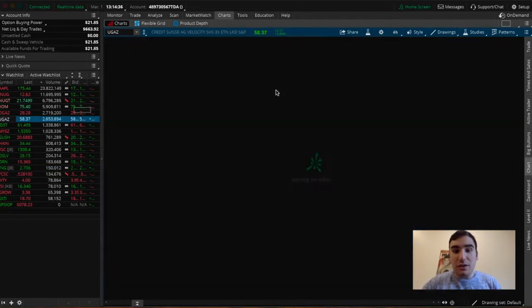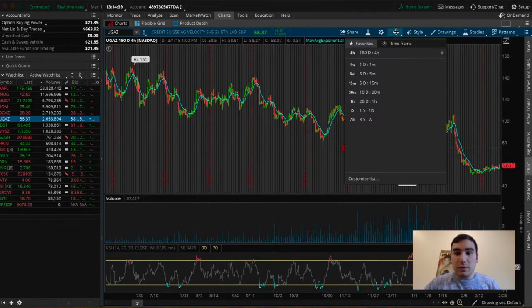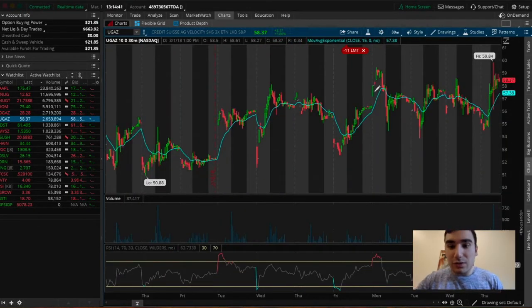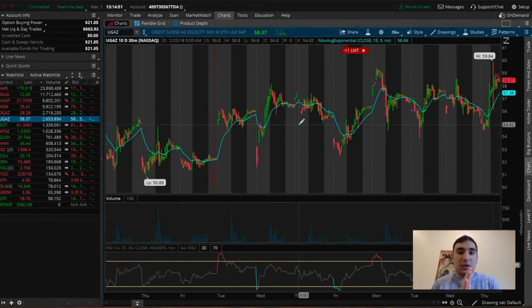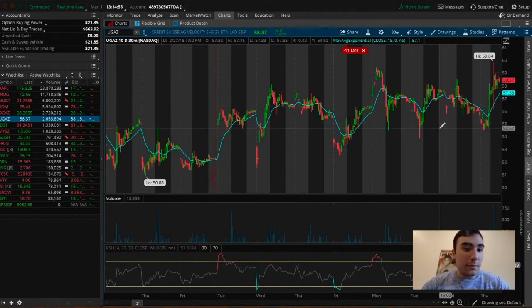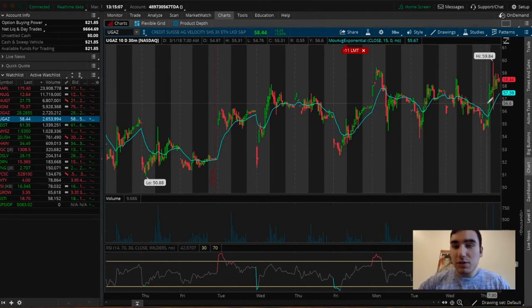If we hop into the UGAZ chart, we can go to about the 10-day, 30-minute candlesticks, and we can see this particular pattern of it topping out at about $59 and having support levels at about $55. This is the particular pattern that I saw, and I was able to capitalize on it. The trade that I made, I got in at about $56.50 today with about $3,000, and I gained about 4.6% to the selling point of about $58.75.